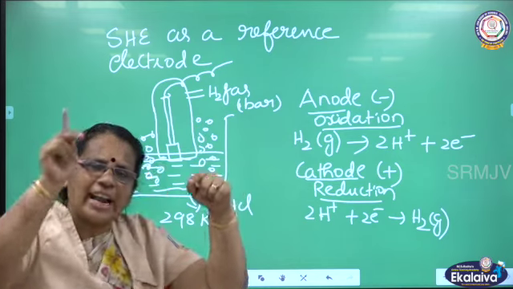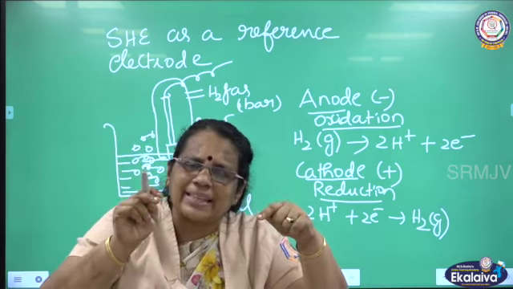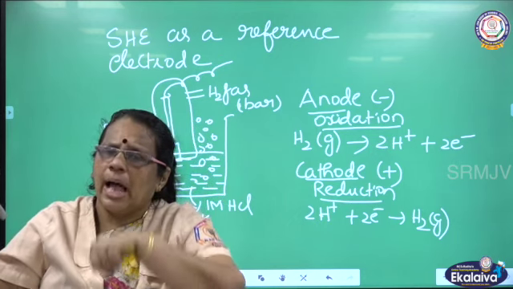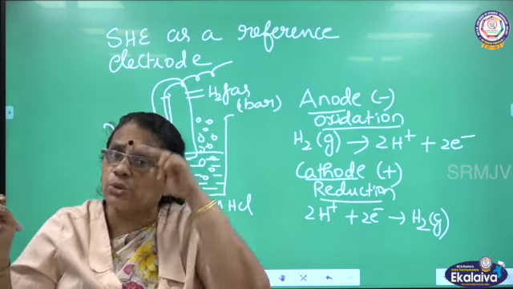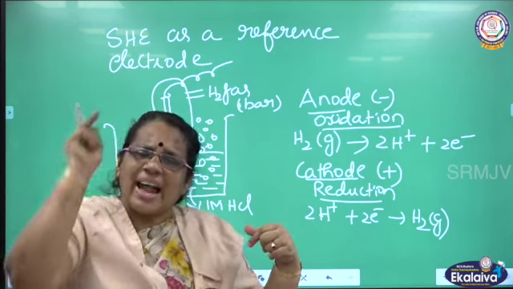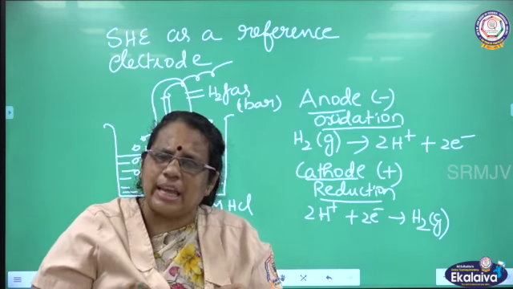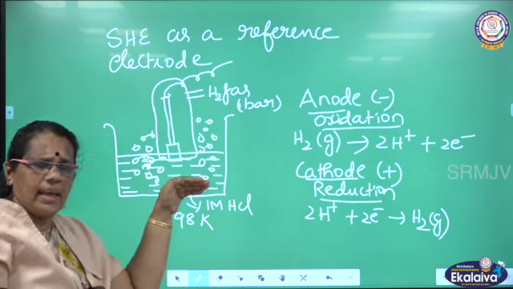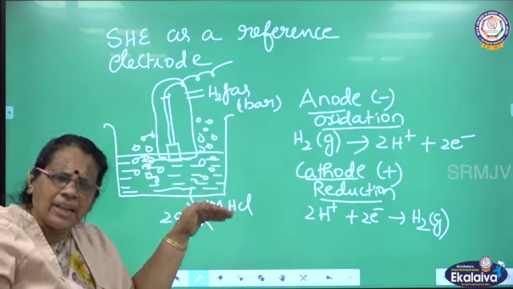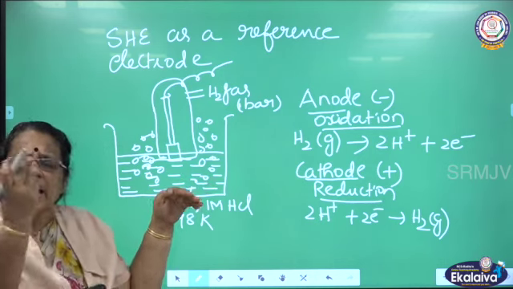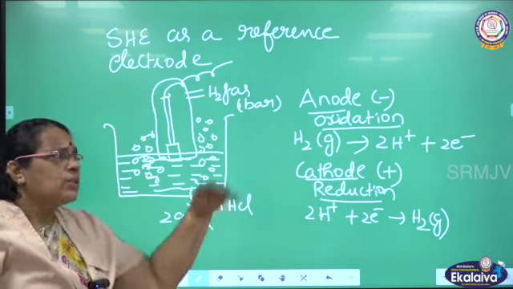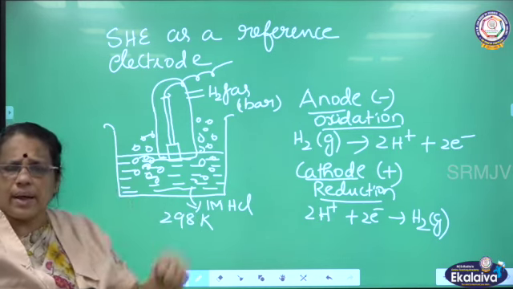At the anode, the negative terminal, oxidation is taking place. Hydrogen gas loses 2 electrons and gives 2H plus. Whereas at the cathode, reduction is taking place. The H plus ions present in the beaker gain electrons and become hydrogen gas. So these are the reactions that are taking place.